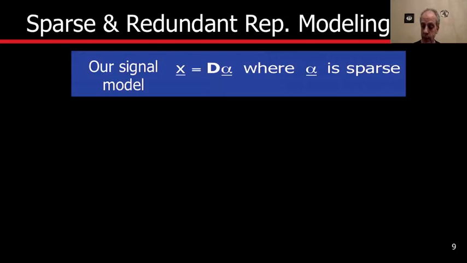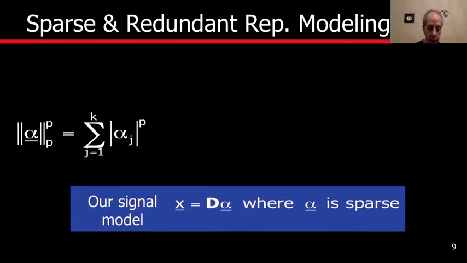And the basic idea, once again, is that the signal is a linear combination of a few atoms, because alpha is sparse. How do we measure sparsity is the next question. The way we're going to measure sparsity is with this, which is called the LP norm for a given p. Remember, alpha is nothing else than a k-dimensional vector, and what we are doing here with this formula is that we take every entry of alpha and we take the absolute value and we elevate to the p power and we add all of them. And that's the LP norm of the vector.